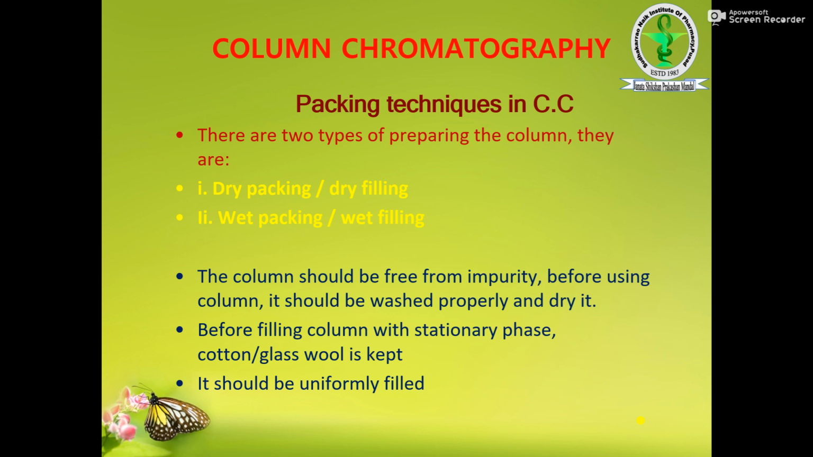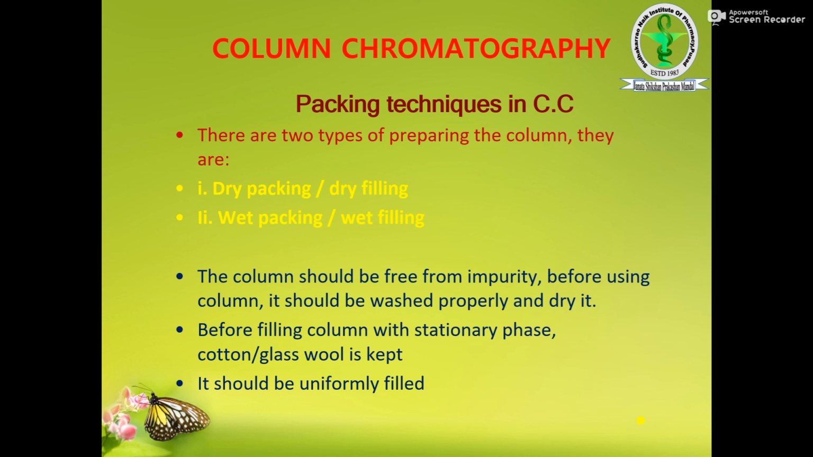The column should be free from impurities, as we already know. Before filling the column with stationary phase, cotton wool or glass wool is kept and it should be uniformly filled. In the simplest way, in column packing, first we put the cotton wool. Above that we put sand. Then above that we put the adsorbent. After the adsorbent, we again put sand, to avoid disturbance of the adsorbent layer by the mobile phase.